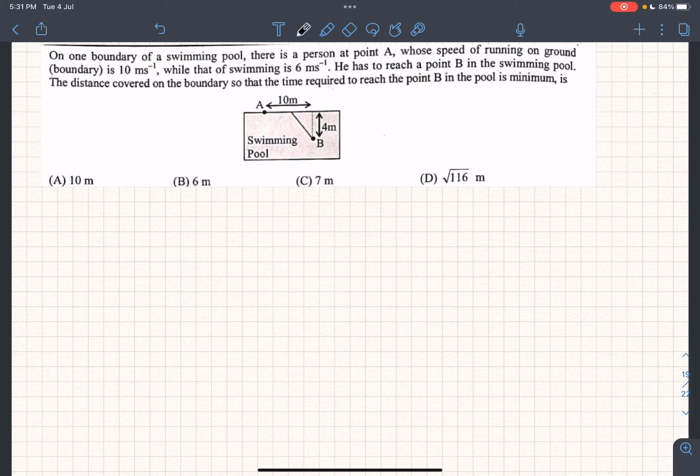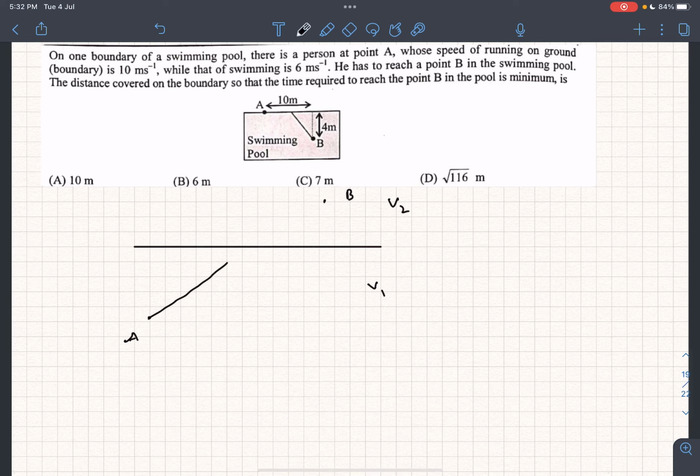In this problem, we'll be using a result that I derived in one of those previous videos. Whenever two media are separated by a boundary, the velocity with which a body travels in medium 1 is v1, and let's say the velocity with which he travels in medium 2 is v2, and we have to go from a point A to a point B in minimum time, keyword being minimum time. We just have to think of what light will do in this situation.